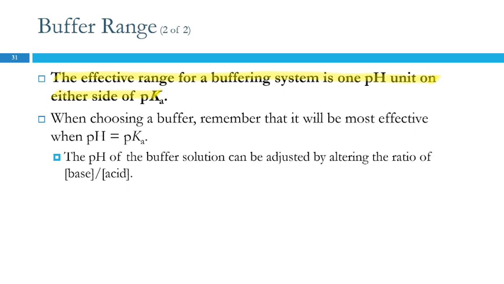So, you know, you may need a buffer that's pH 7.4, right? Like your blood. Well, you're going to choose the weak acid and conjugate base based on something that has a pKa that's close to 7.4. There's a good possibility that you can't find one that is exactly right. But that's okay, because you can tweak the pH of the solution by adjusting the ratio. So you can bring it down a little, bring it up a little, and still have it be an effective buffer. Any questions?